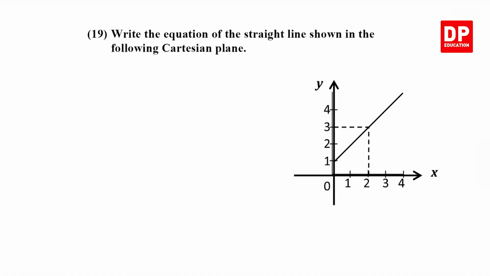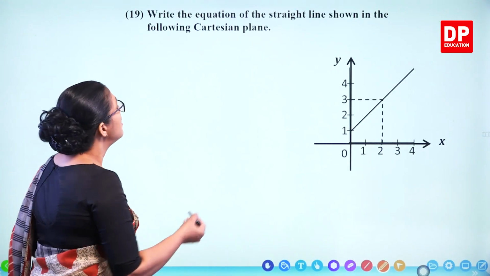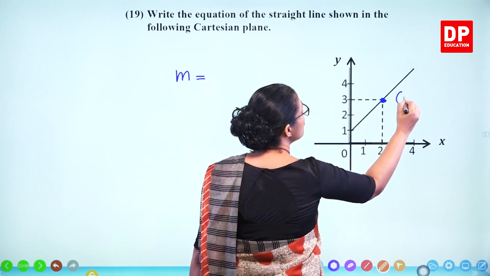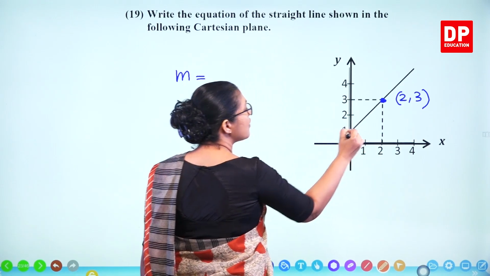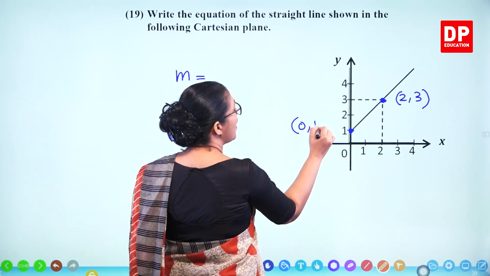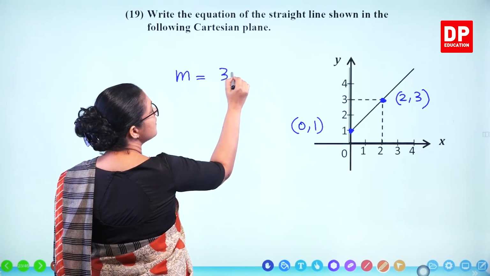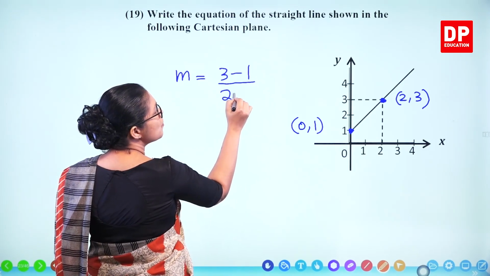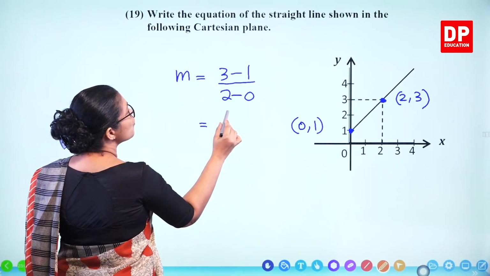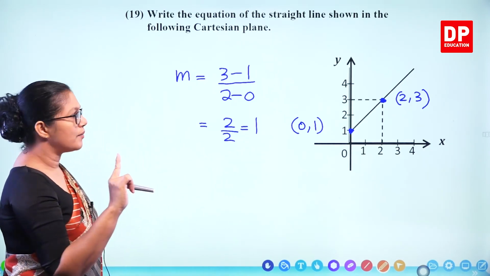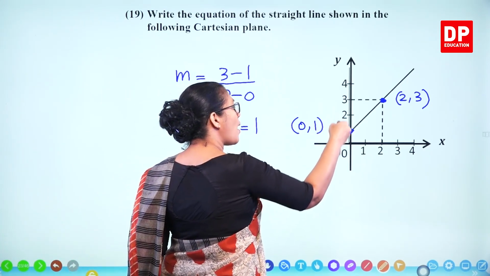Question number 19. Write the equation of the straight line shown in the following Cartesian plane. So we need to find out the gradient first. How you find out the gradient? This is 1 point, 2, 3 given. And this point you can take as the other point, 0, 1. So how you find out the gradient? Difference between y coordinates, 3 minus 1, over difference between x coordinates, 2 minus 0. So 3 minus 1 is 2, 2/2, that's 1. So gradient is 1.